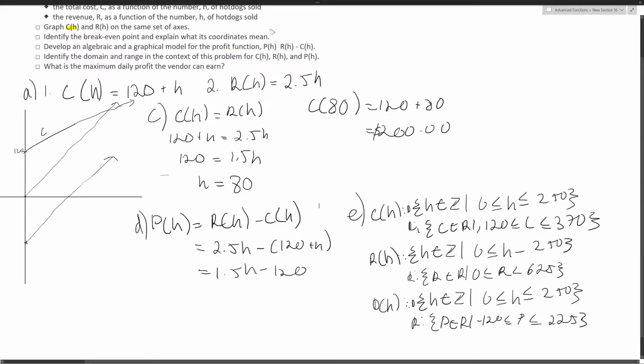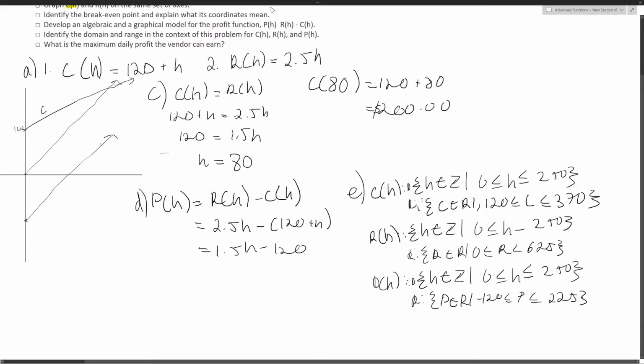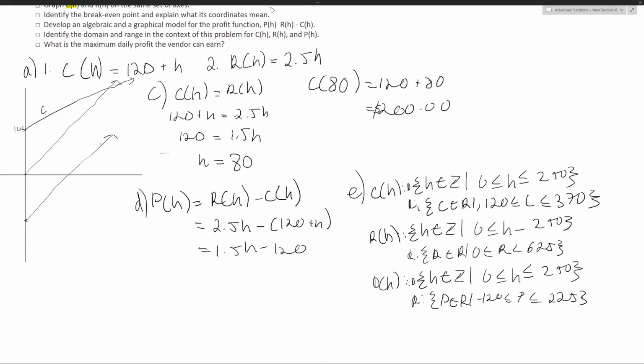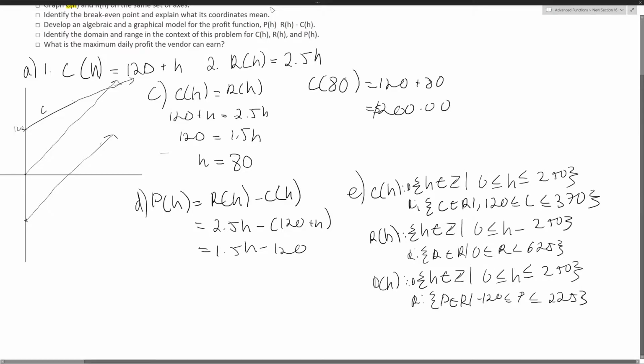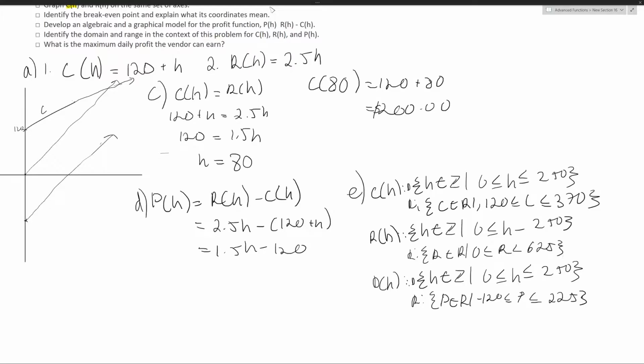Now, our last question is, what is the maximum daily profit that the vendor can earn? So the way we could figure it out is if we just substitute the amount of hot dogs we can sell for max value, 250. We substitute that in, and we already found out it's $225. Therefore, our answer would be that the maximum daily profit is $225.